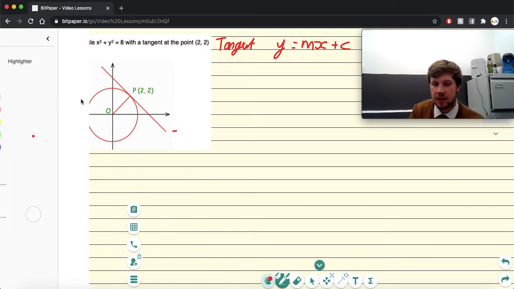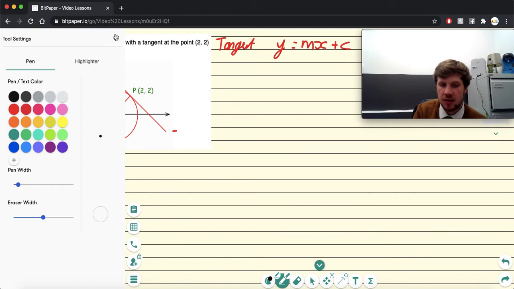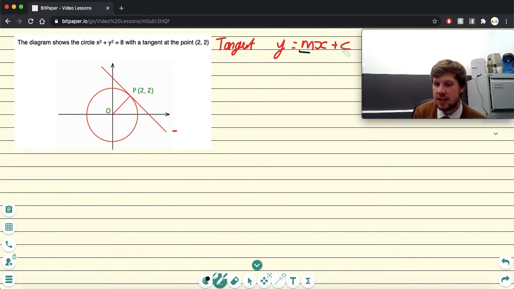In order for this to be the case, I need to know two things: what my gradient is and what my y-intercept is. I introduced 3 steps that we can do this. The first step: if I need to know the gradient of my tangent, I'm going to work out the gradient of my radius and use the relationship that my radius and my tangent are perpendicular.